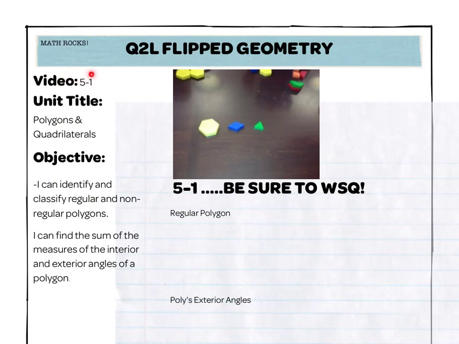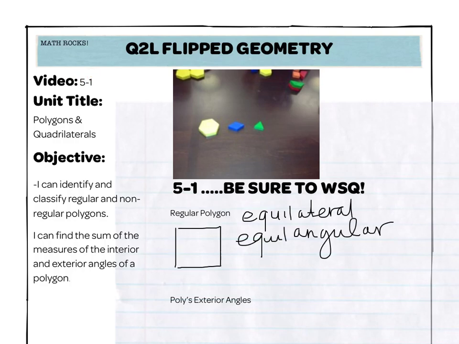Here we go, let's whisk. A regular polygon is a polygon that is equilateral and equiangular, which means that all the sides are the same if it's equilateral, and all the angles are the same if it's equiangular. That's what a regular polygon is.